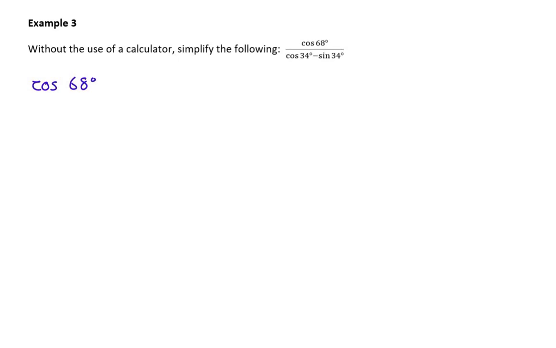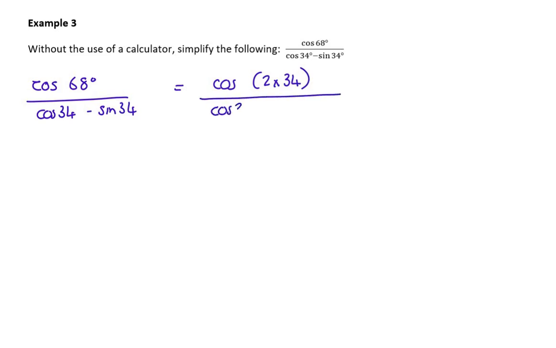So cos of 68 over cos 34 minus sine 34 is equal to, this is cos double 34. Now the important question is going to be, which identity do I go with? Ultimately you want to simplify this, which means that denominator hopefully is going to somehow cancel with something, and your denominator is a mixture of cos and sine. So personally, I would pick the mixture identity at the top. So cos squared minus sine squared.